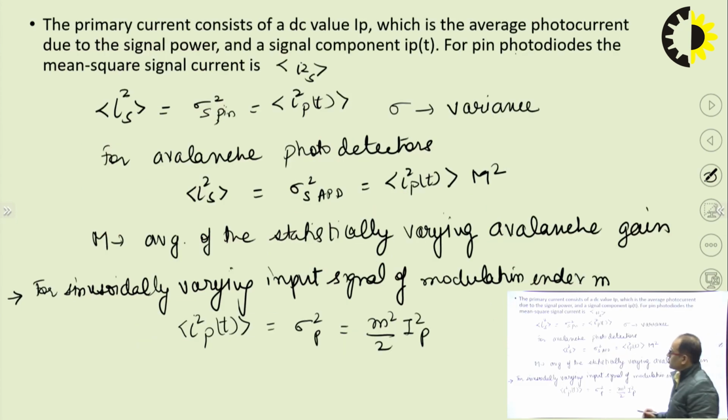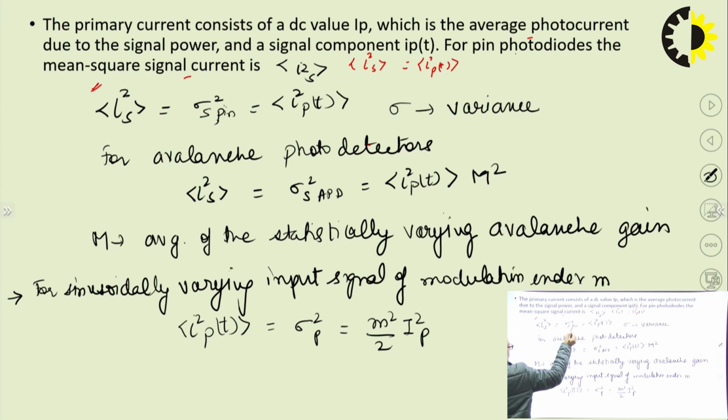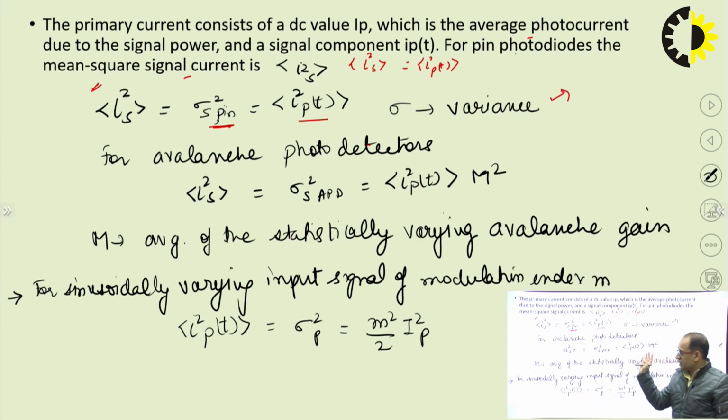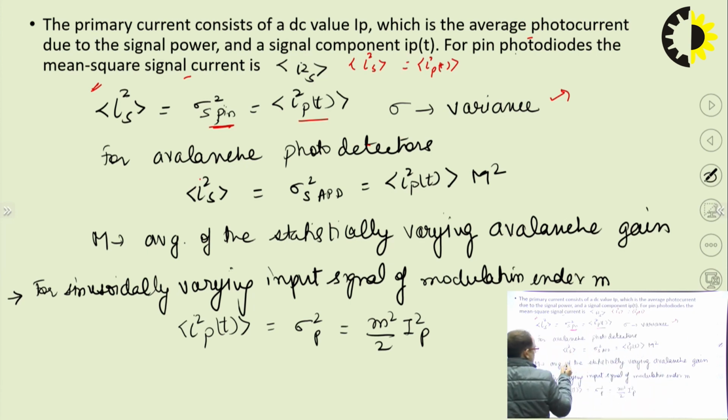Clear? So now when I say this primary current, that is I_P, in terms of power we always show it as a mean square value of the current. So the primary current consists of a DC value I_P, which is the average photocurrent due to the signal power, and the signal component I_P(t). For a PIN photodiode, the mean square signal current, shown here as I squared S, is equal to sigma squared S, which is equal to I squared P(t). This sigma is the variance. Clear? Now if the photodetector is an avalanche photodiode, then the output signal current I squared S is equal to sigma squared, the variance of the APD, and this is equal to I squared P(t).